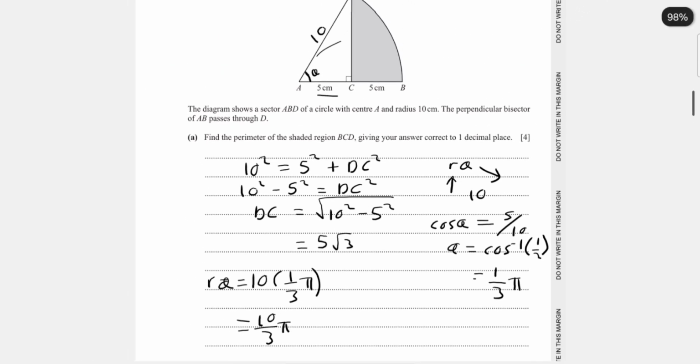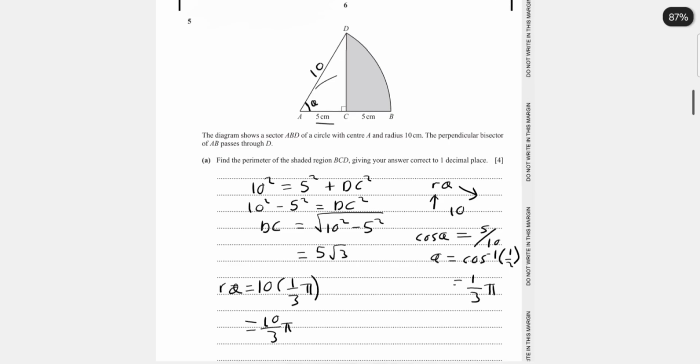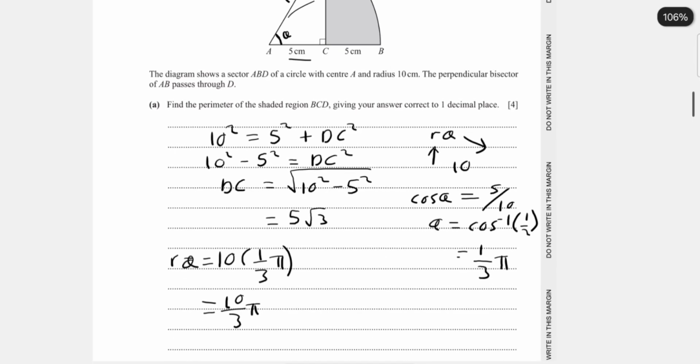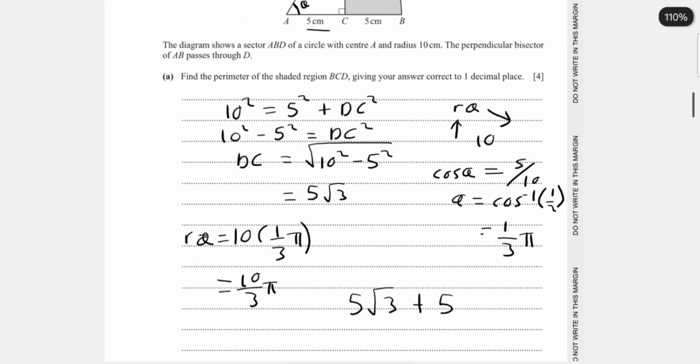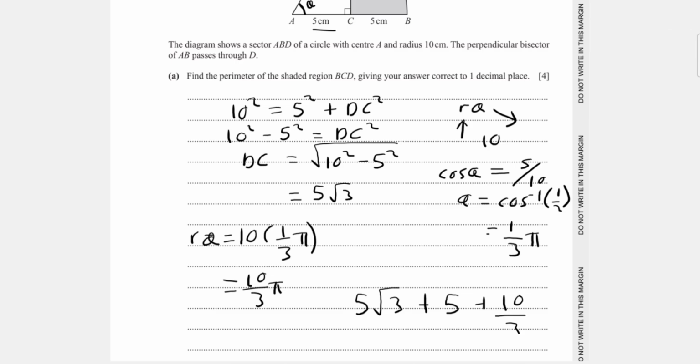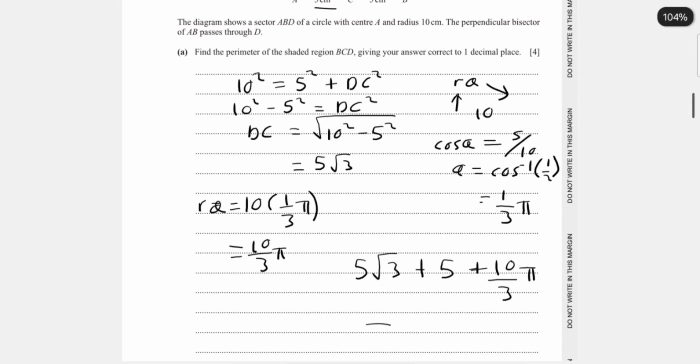So now for the perimeter of the shaded region, we're going to say DC plus CB plus arc BD. So DC is 5 root 3 plus BC, which is 5, and arc BD, which is 10 over 3 pi. And adding these, we get 24.1 centimeters, correct to 1 decimal place.